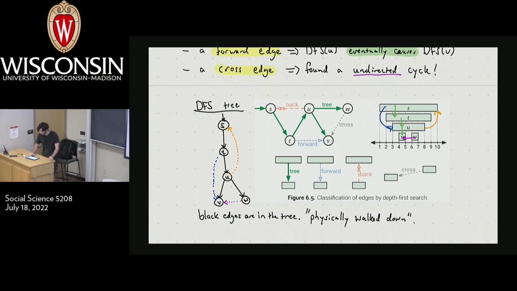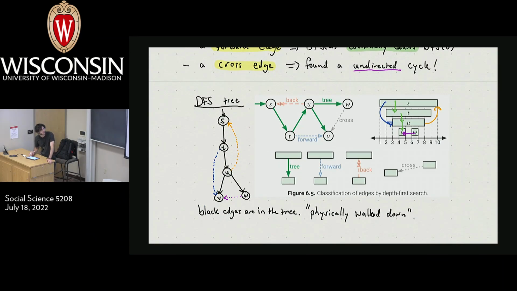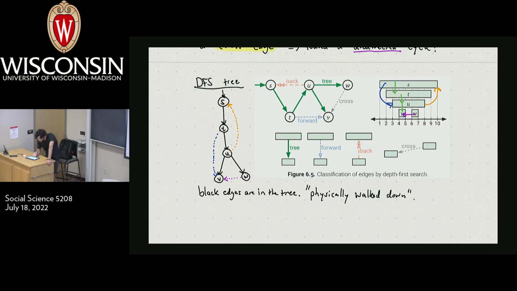Let me just say one more thing about cross edges. So here I said it means you found an undirected cycle. That's because if you looked at this picture, this isn't a directed cycle. You can't follow it in a loop. You get stuck. But if you erased all the arrowheads, then it is a cycle. So that's why I called it an undirected cycle. And that's what cross edges are doing.